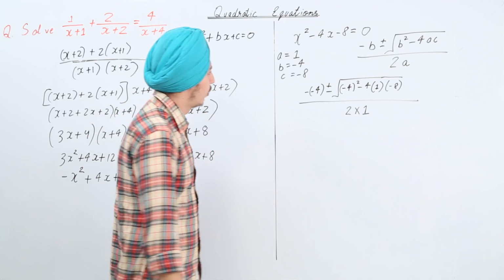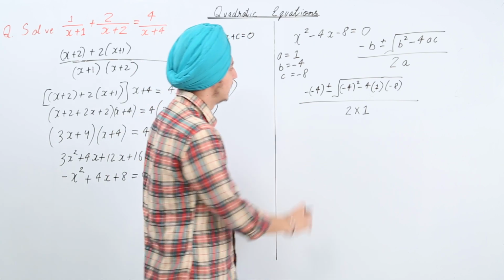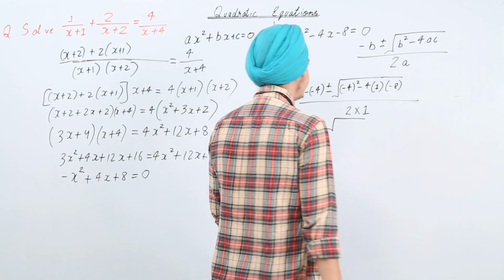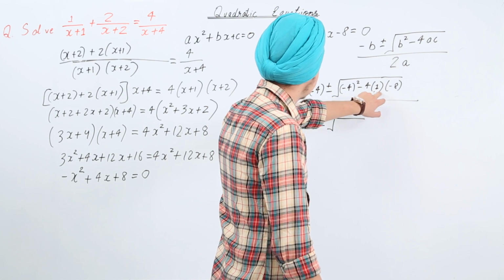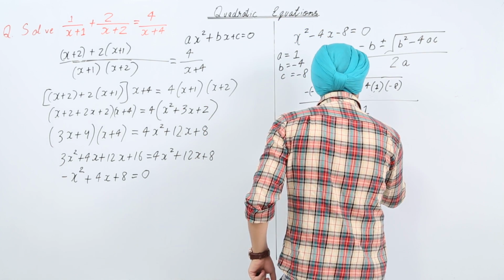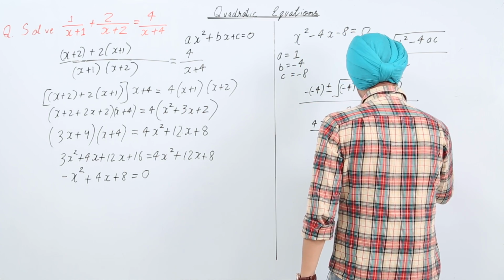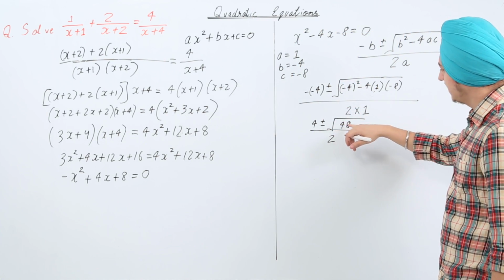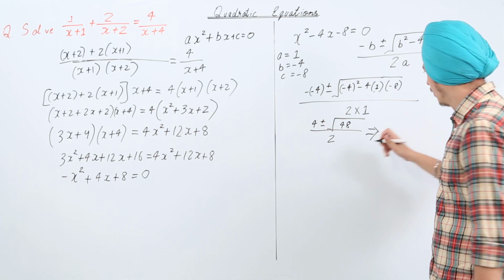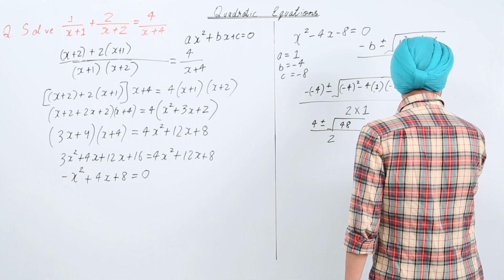This is again the simplified form. I've just put all these values into the formula. Next what we get is 4 plus minus root of 16 plus 32, so root of 48, upon 2. Now simplifying this further, we could take 16 outside. 16 into 3 is 48. The square root of 16 is 4, so I will write it as 4 plus minus 4 root 3 by 2.